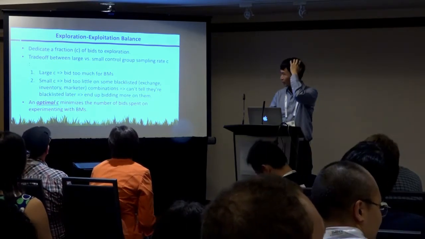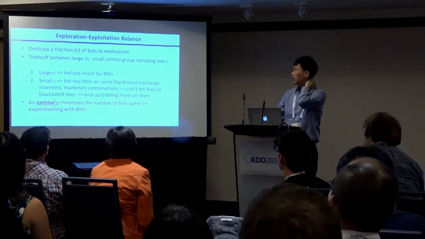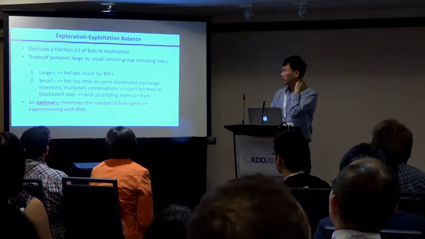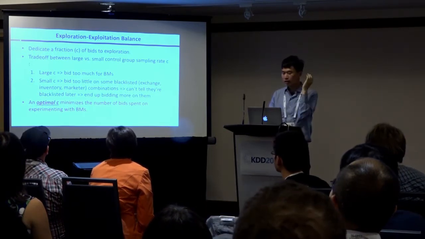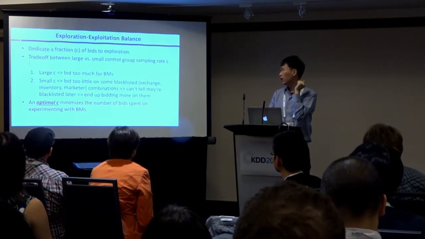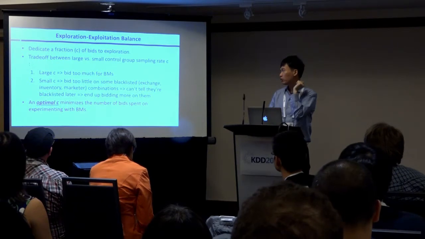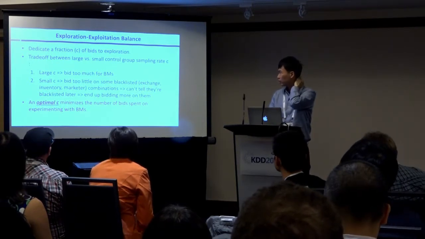All right. So I've talked about control group and treatment groups. Now I'm going to talk about the last part, which is the exploitation balance. So we dedicate a fraction of bids to exploration, which is also the control group. Now the question is, how much C should we choose? What is the control group sampling rate?